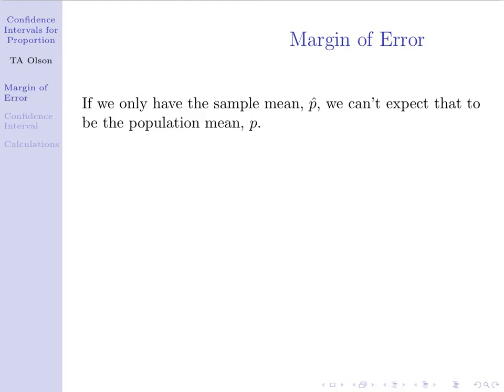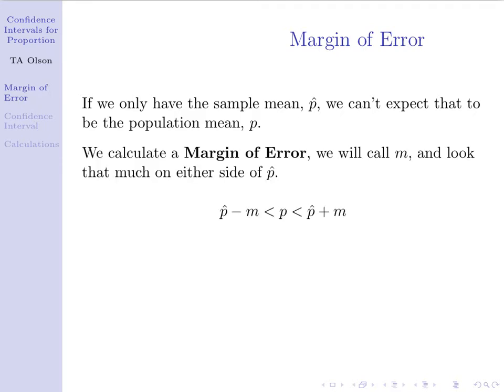Okay, so if we only have our sample mean, our P hat, we can't expect it to be exactly the population mean, the thing we're after, our P. So what do we do? We calculate a margin of error, we're going to call it M, and we look on either side of P hat and say that, within some level of confidence, our population proportion is going to be P hat minus our margin of error and P hat plus our margin of error.